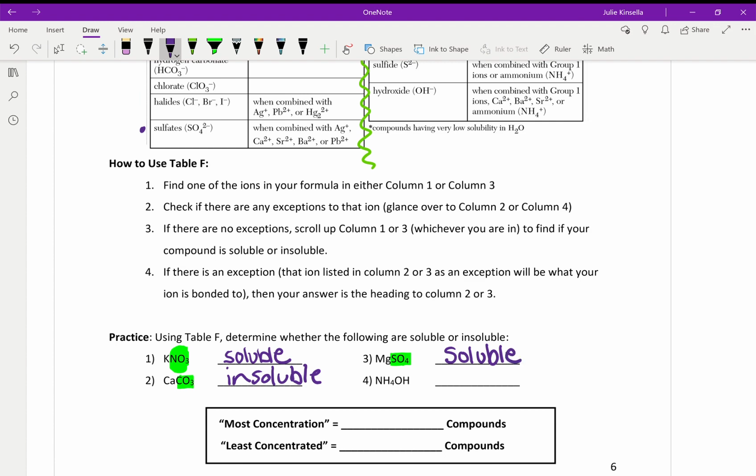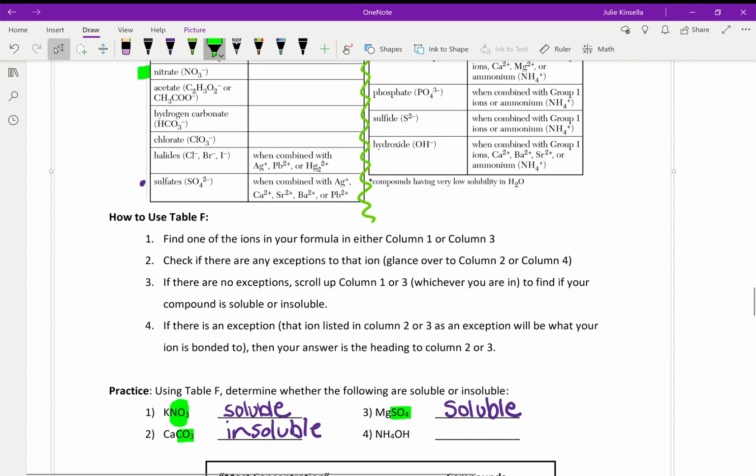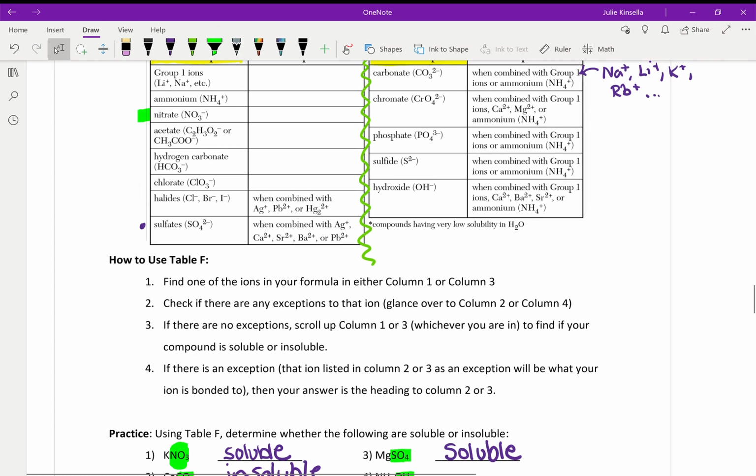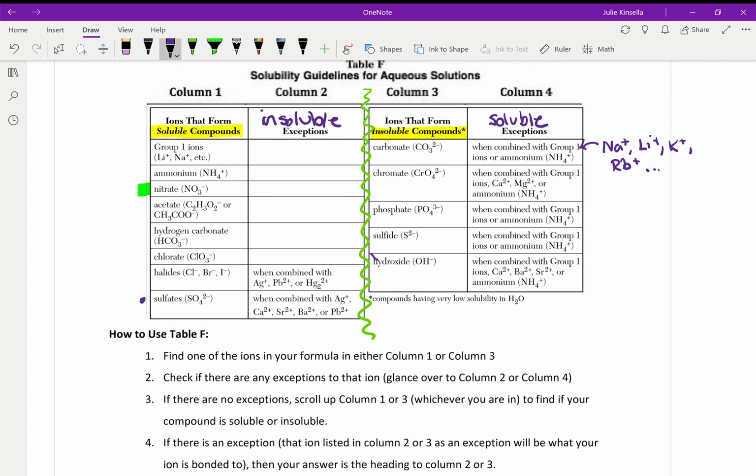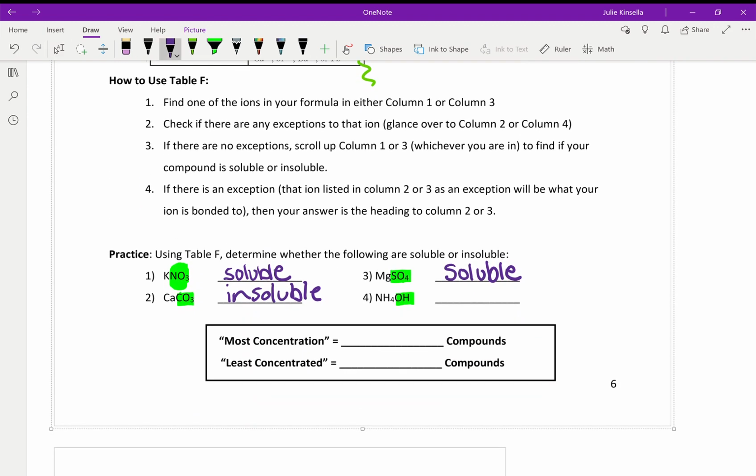And then finally, number 4, we're looking at hydroxide. Sorry, I know this is probably bugging you going back and forth. With hydroxide, we find it over on the right-hand side. It is normally insoluble unless it's combined with group 1, calcium, barium, strontium, or ammonium. If you look at your paper, it's with ammonium. So instead of being insoluble, it flips to the exception, which will cause it to be soluble.